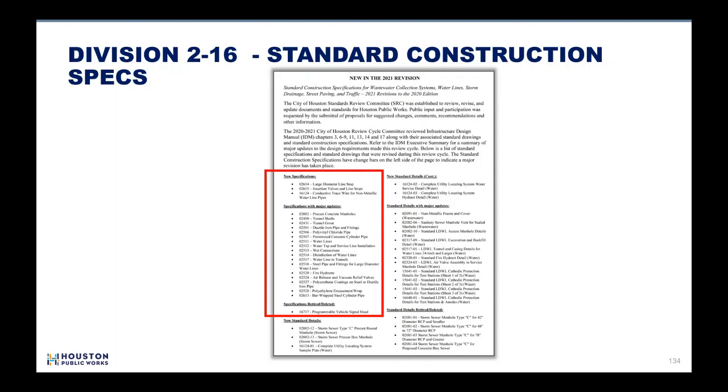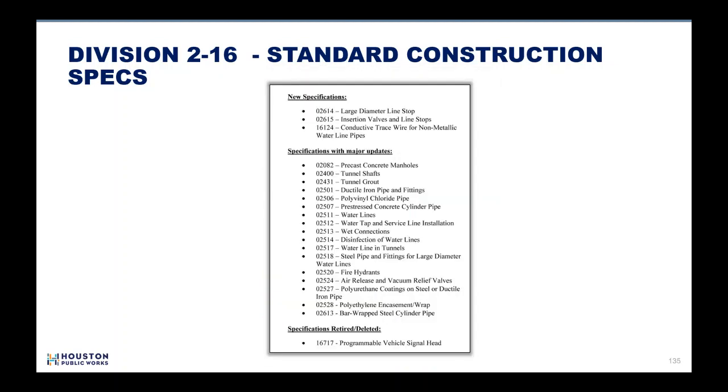Let's focus on the specifications list. The spec updates are broken down into 3 categories: new specifications, specifications with major updates, and specifications that have been retired. The specs with major updates category means the changes were made based on the review cycle coordination and external comments. They may not be a large amount of changes in the spec.